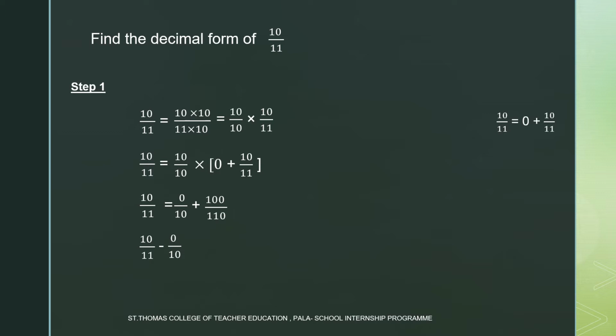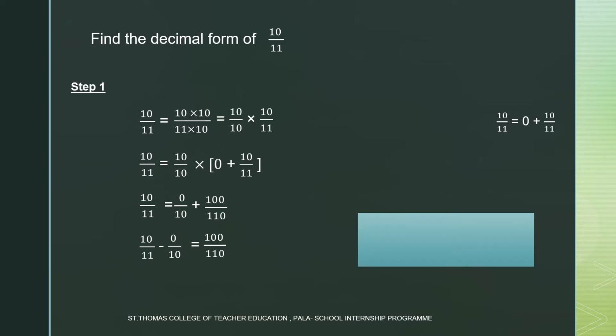Then we are bringing 0 by 10 to LHS and on rearranging. So from this step we get the final equation as 10 by 11 minus 0 by 10 is equal to 100 by 110. And we consider this as equation number 1. Now step 2. Yes, writing 10 by 11 as itself.